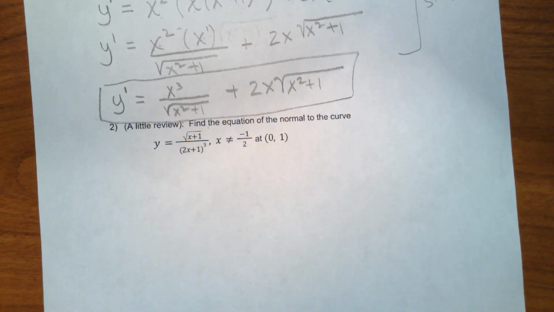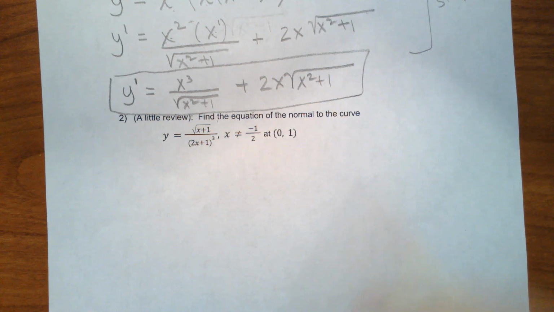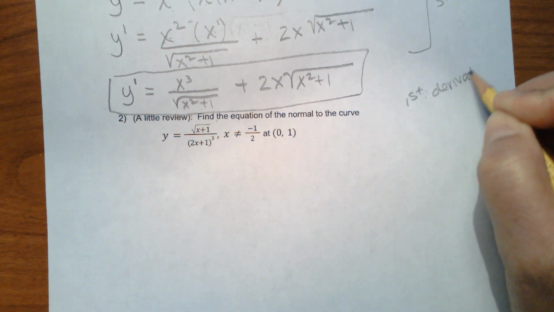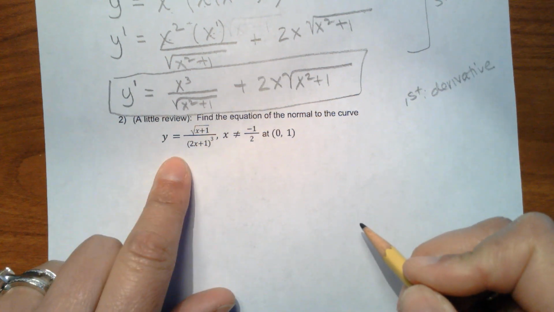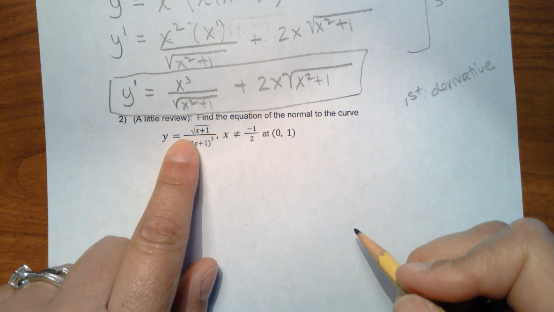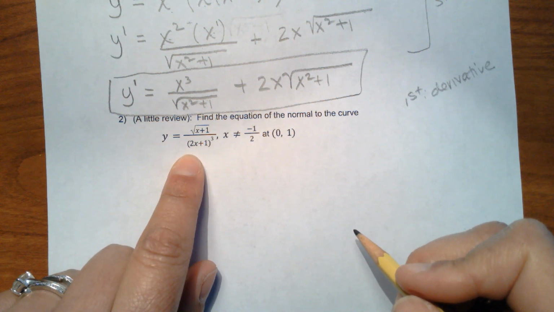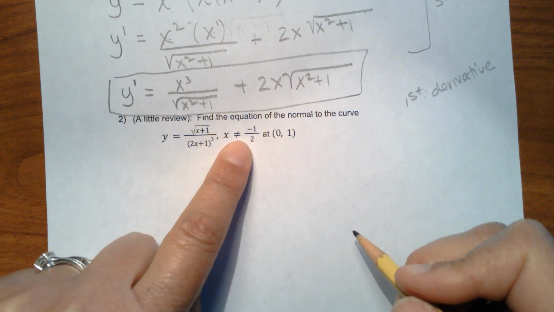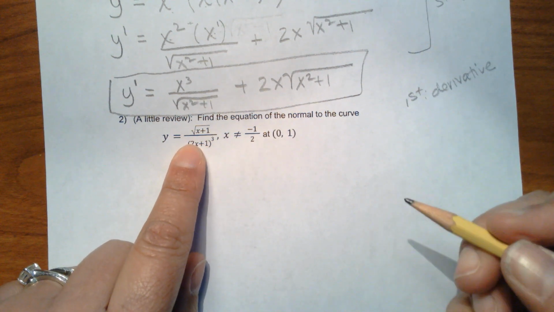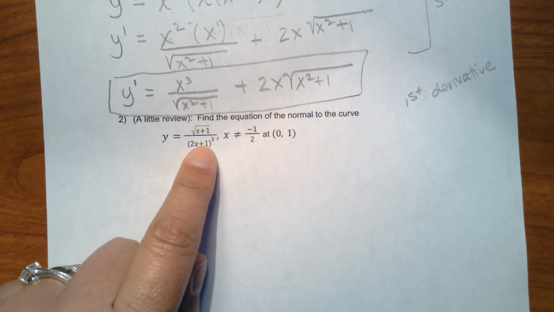When we find the equation of the normal to the curve, the first thing that we're going to have to do is take the derivative. Here we see that we have the equation y equals the square root of x plus 1, all over the quantity 2x plus 1 raised to the third power. x can't be negative 1/2 because if we put a negative 1/2 in, we wouldn't have an equation anymore. The denominator would be 0.